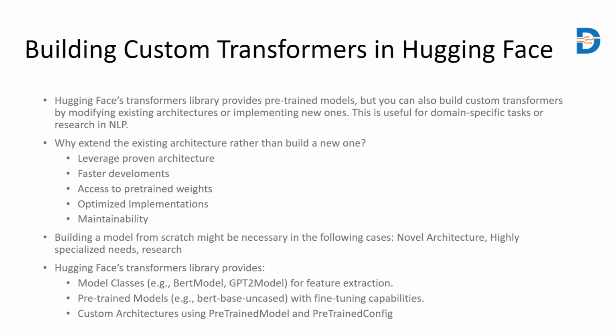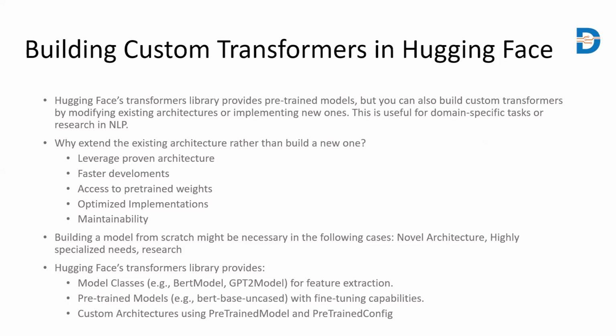Now, building a model from scratch is not completely wrong. It might even be necessary when you are trying to experiment with a novel architecture, or when your requirement is highly specialized, or when you are doing research or experimenting with radically new ideas where existing architectures may not suffice. In most practical scenarios, however, extending existing architectures is more efficient and effective.